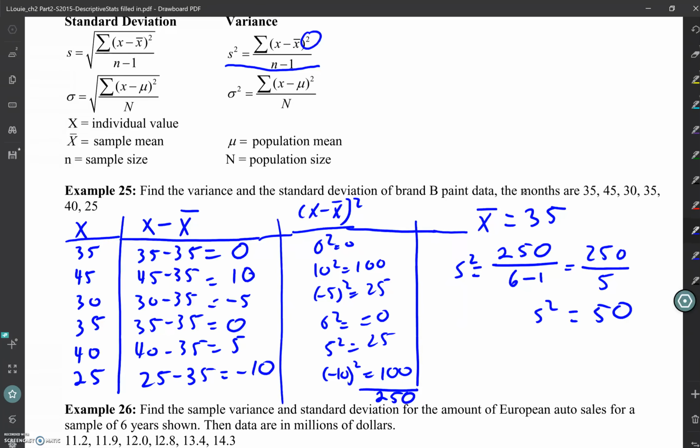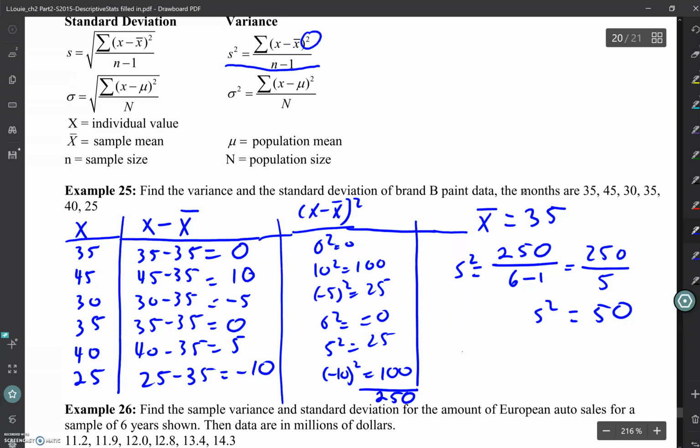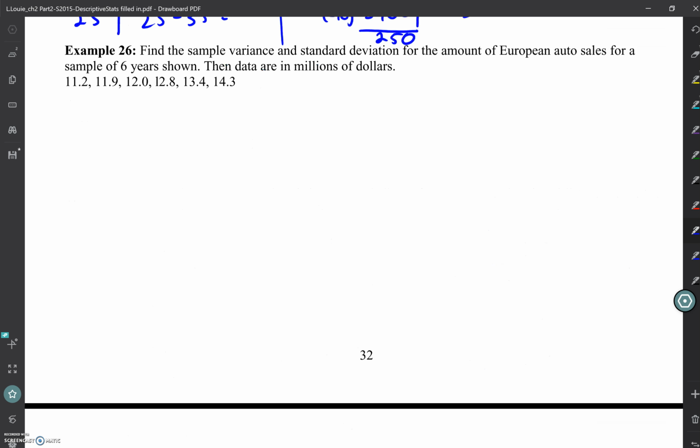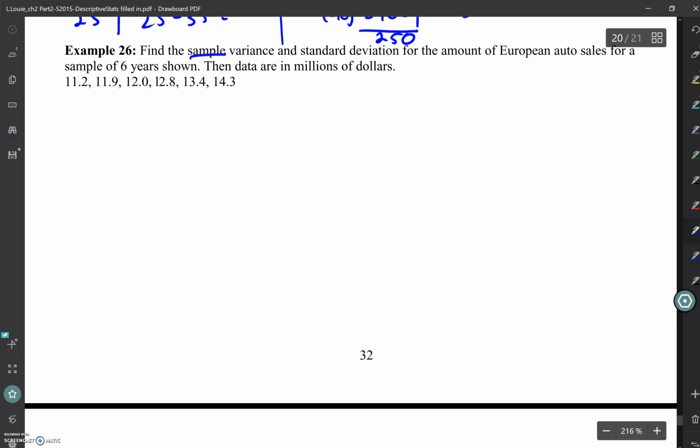So if I want the standard deviation, how can I get that? Square root. So S equals the square root of 50, which is equal to 7.07. Okay.